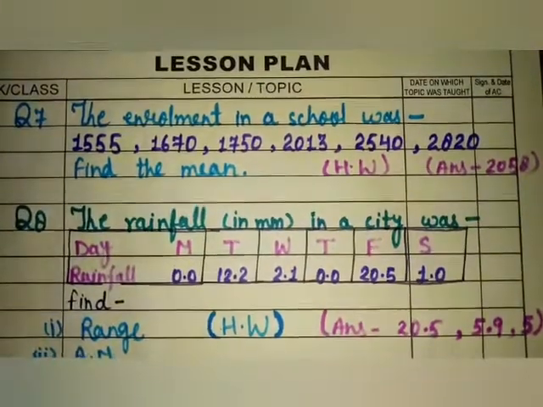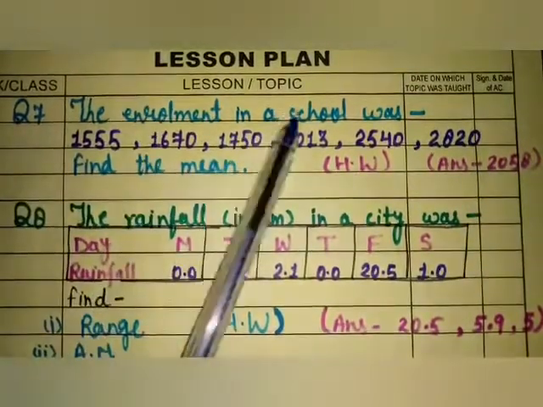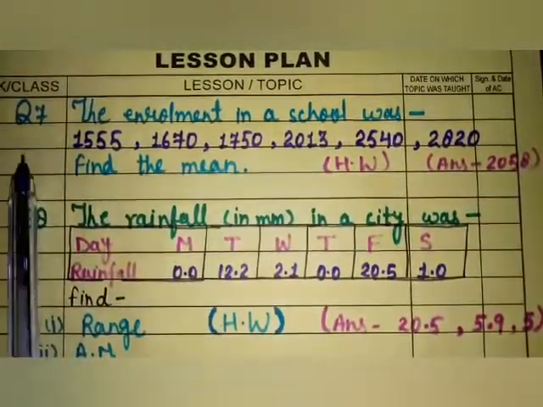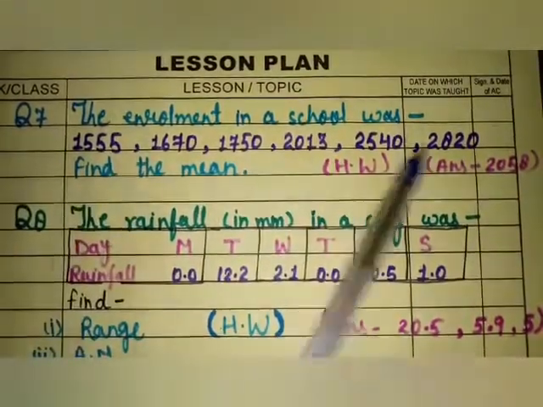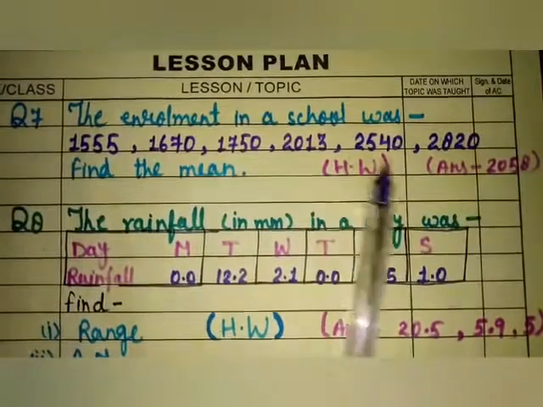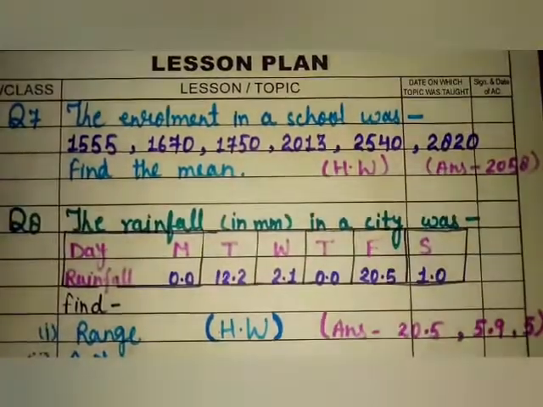Now we are moving to question number 7. The enrollment in a school was these. These are the points of enrollment. Find the mean of these enrollments. This is also your homework. Your answer should be 2058.